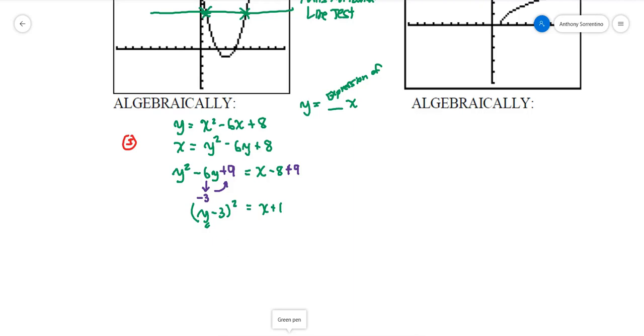When I take the square root of both sides, I'm treating y as the variable, so the non-variable side is the x plus 1. So when I square root that side, I have plus or minus the square root of x plus 1. And then when I add 3, I get y equals 3 plus or minus the square root of x plus 1.